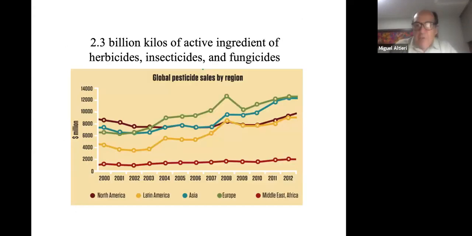And because of that susceptibility and vulnerability, we have to spray pesticides. And you can see here, Asia is the green curve. These are the pesticide sales that are going up. In Latin America, the same thing. Even in Europe, it's going up. We're using about 2.3 billion kilos of active ingredients of herbicides, insecticides, and fungicides that are injected into the biosphere with huge ecological impacts. In the United States, it's estimated that the ecological and health impacts of pesticides are around $10 billion a year.